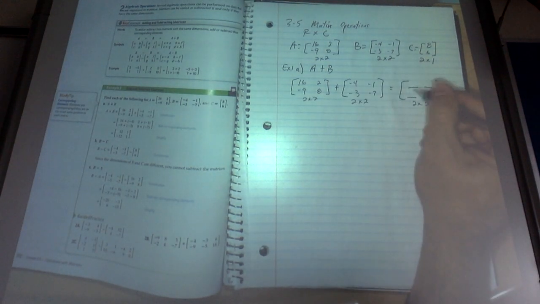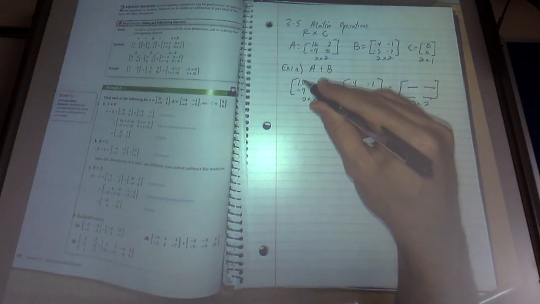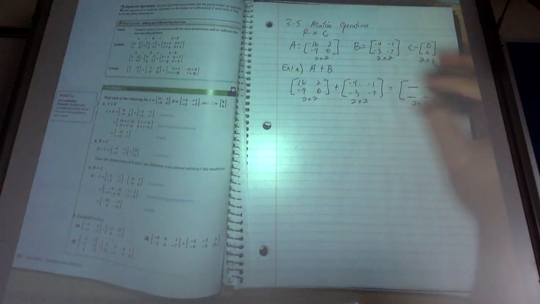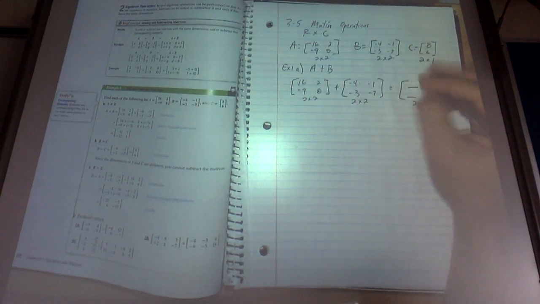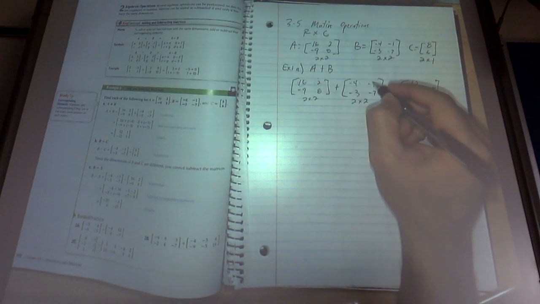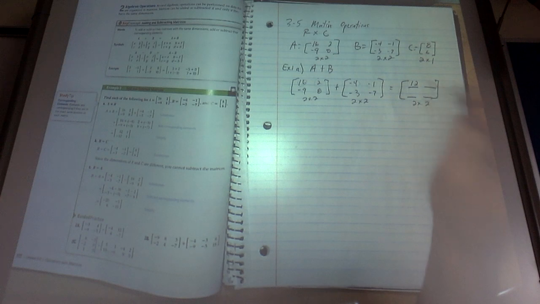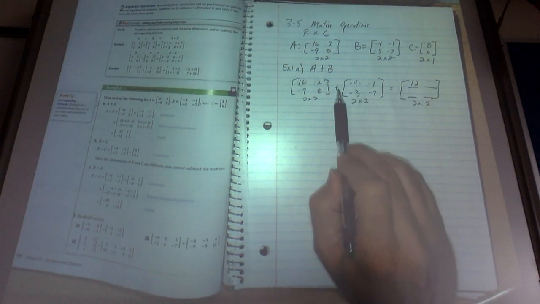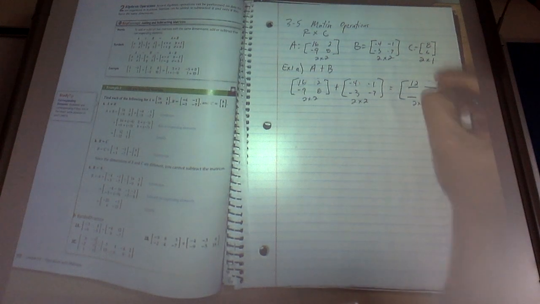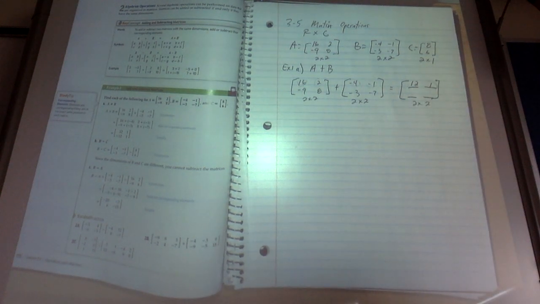So if I'm going to find this top left spot right here, then I'm going to add the top left plus the top left. So this turns into 16 plus -4, which is 12, and that goes in the top left. Now I'm going to do top right plus top right equals top right. Again, the reason we're adding these is that's what it said to do. So 2 plus -1 is 1, and that goes in the top right.